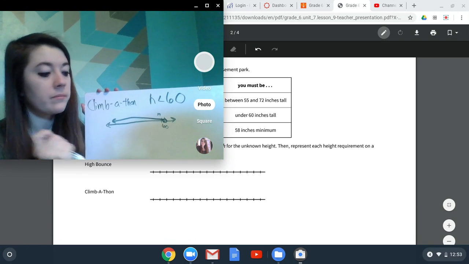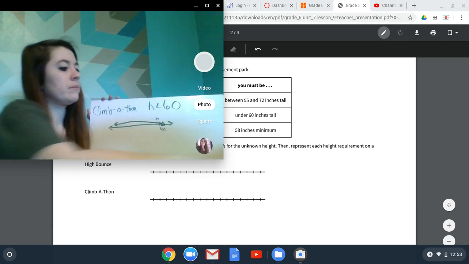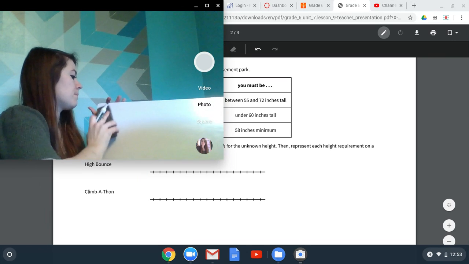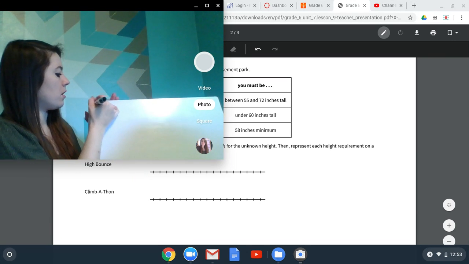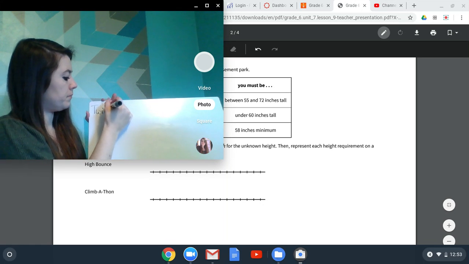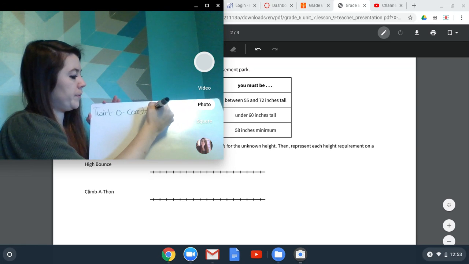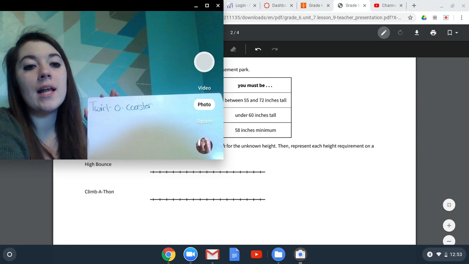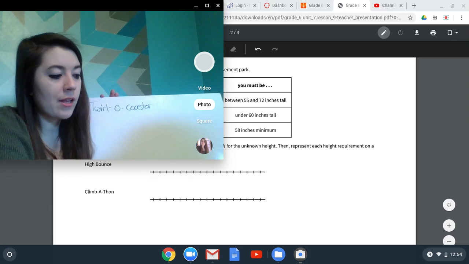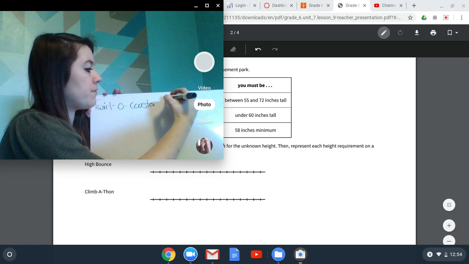Okay. All right. And last but not least, we have the twirl-a-coaster. Let me erase this real quick. All right. So the twirl coaster. It tells us on that one that it's a 58 inches minimum, which means the smallest that they can be is 58 inches. So they can equal 58 inches.